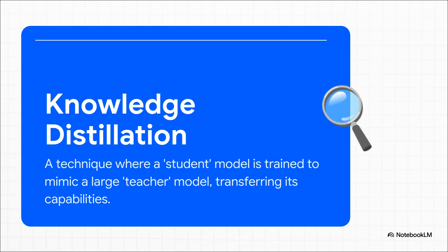You start with a huge, expensive, but incredibly smart teacher model. Then you train a much smaller, much nimbler student model. But here's the key. You don't just train it on the raw data. You train it on the wisdom of the teacher. The goal is to basically pour the teacher's intelligence into a package that's actually deployable.